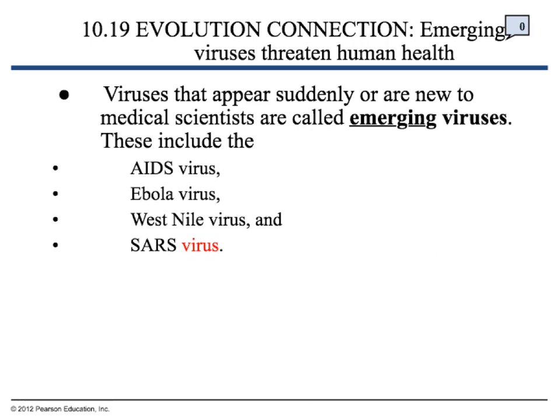Now, when we look at the evolution, it looks like viruses that appear suddenly are new to medical scientists. We call them emerging viruses, and this includes AIDS, Ebola, West Nile, and SARS. There was a big SARS scare. Oh, it seems like yesterday, but it was probably almost 10 years ago. It primarily affected people in China and Canada. And of course, we deal here with West Nile virus with the stupid mosquitoes. And then, of course, this year we had the Ebola outbreak, and we're always dealing here with the AIDS virus.